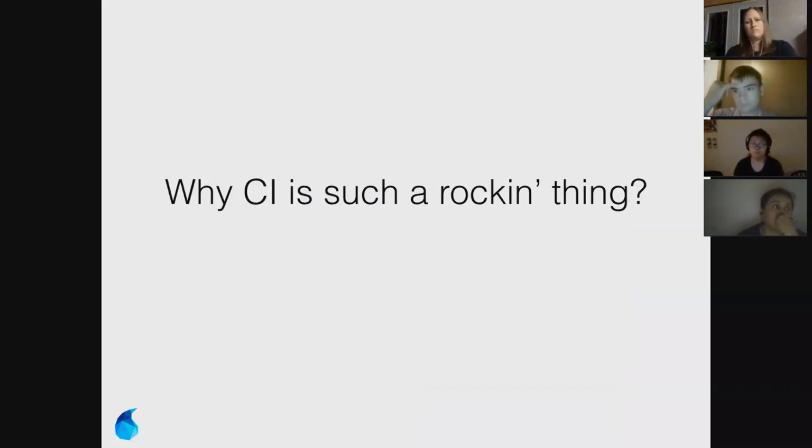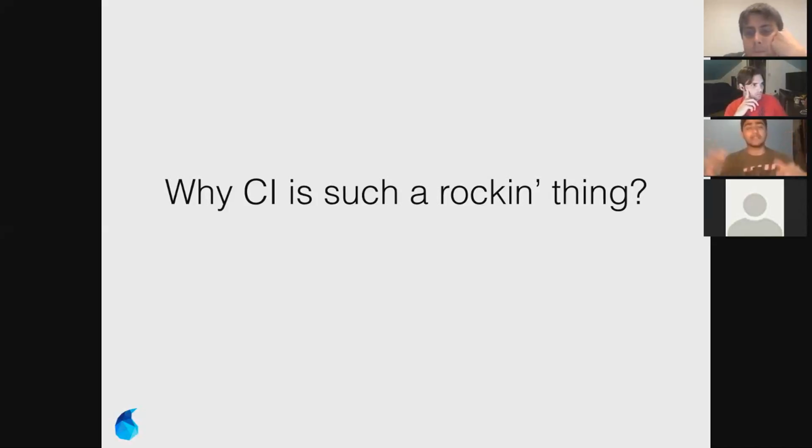Right. So why is CI such a rocking thing? I have a couple of pointers on why, because it solves a couple of problems. The first problem is that when you're working on a group project and several people are working in parallel, there's an integration problem, and CI solves that integration problem. So how do you make sure that work done separately can be integrated nicely? There are different levels of integration problems.